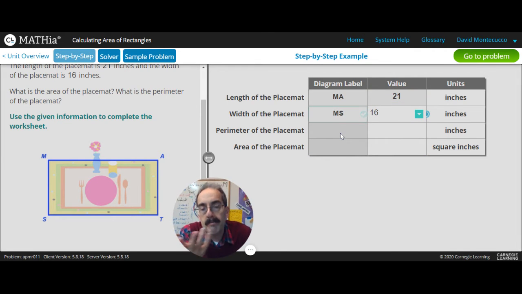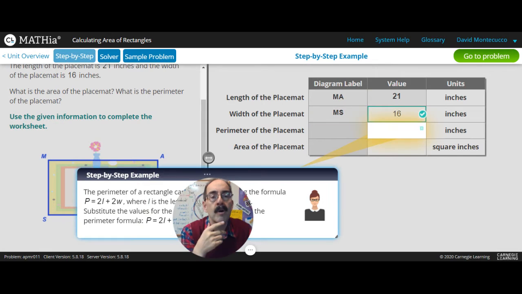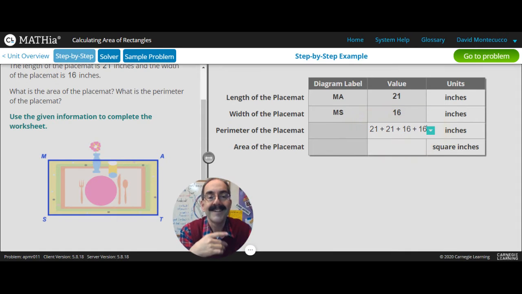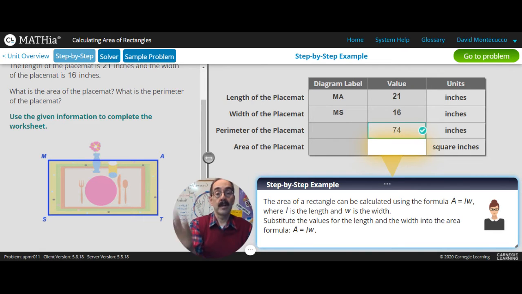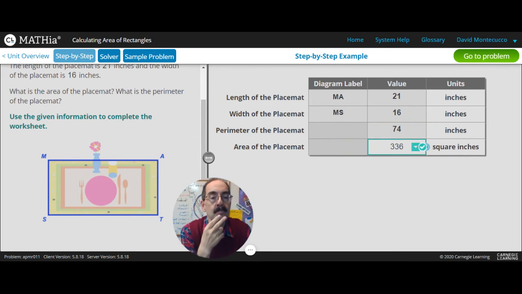Okay, the perimeter, distance all the way around, add them all up. And what do we get? 21 plus 21 plus 16 plus 16. If you have to, grab yourself a calculator. Otherwise, you can actually type it in. Watch this. 21 plus 21 plus 16 plus 16. Does all the math for you. Isn't that cool? And then area, length times width. So 21, shift 8, 16. Bingo, bango, bongo.